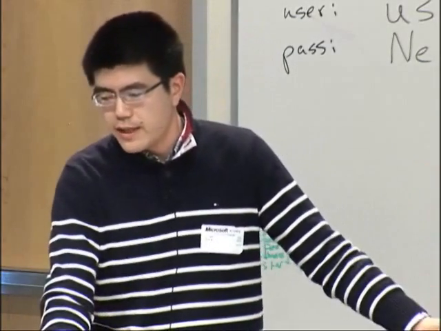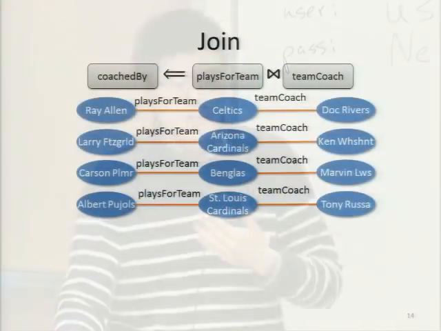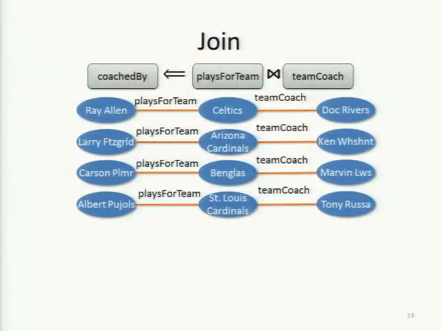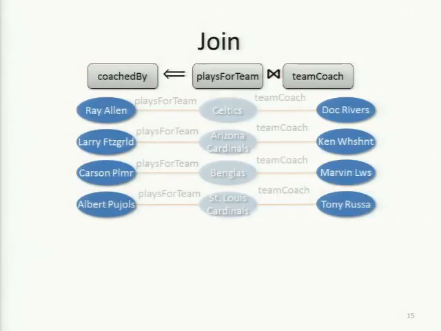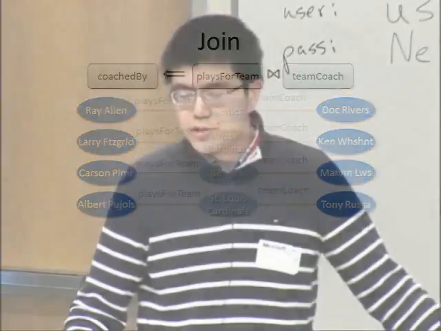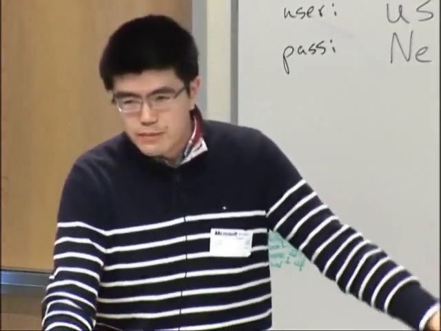What you know is that Kobe Bryant plays for the team LA Lakers, and the coach of this team is Mike Brown. So for human beings, we can easily see that if I join the plays-for-team and team-coach relations, I can get a lot of tuples. If I take the first argument and the third argument of these tuples, I get a lot of good training instances for the relation coached-by. That's what I want. But how can a machine do that?